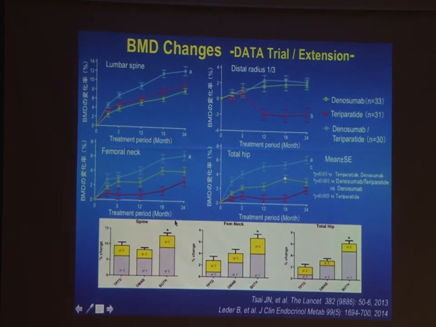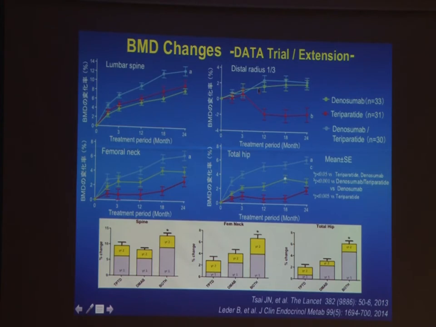More interestingly, none of the bisphosphonates had any superior effect over teriparatide alone, or in its own effect, in some parts of the bone. However, when the denosumab was combined with the teriparatide, the increase in bone mineral density is everywhere in the bone, including the lumbar spine, which has more trabecular bone, but also the femoral neck, which has 70% cortical bone, and total hip is much higher in combination.